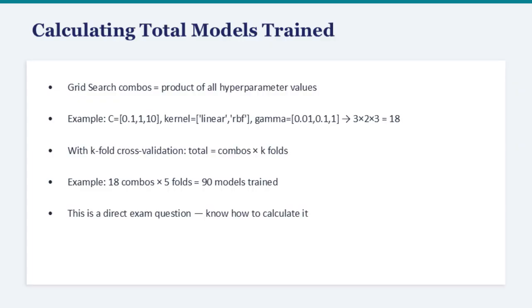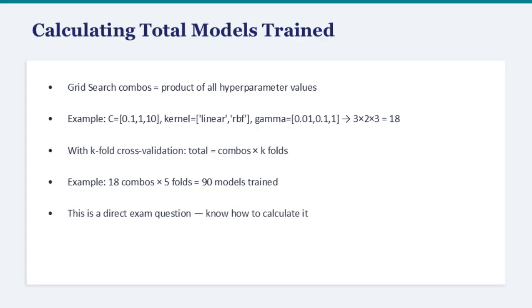This is a direct exam question. Let me walk through the exact calculation. The sample question says you are tuning an SVM with grid search CV using 5-fold cross validation. The parameter grid has C with values 0.1, 1, and 10. That's 3 values. Kernel with 2 values. And gamma again with 3 values like 0.01, 0.1, and 1.